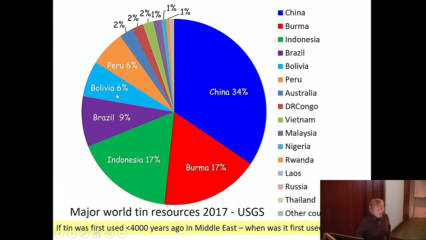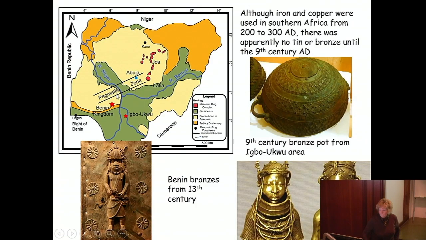So, if tin was first used 4,000 years ago and more in the Middle East, I wonder if any of you have an idea of when it was first used in Africa. Although we have records of iron and copper being used in southern Africa way back to 200, 300 AD, there was apparently no tin used or bronze until the 9th century AD.